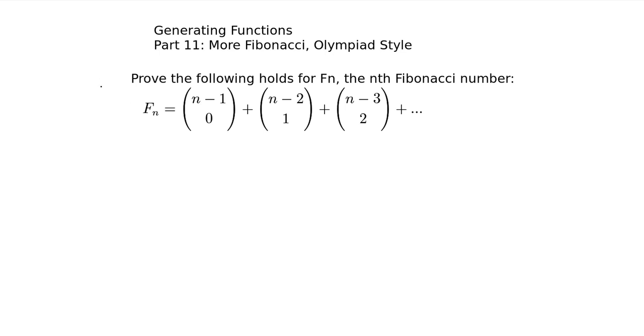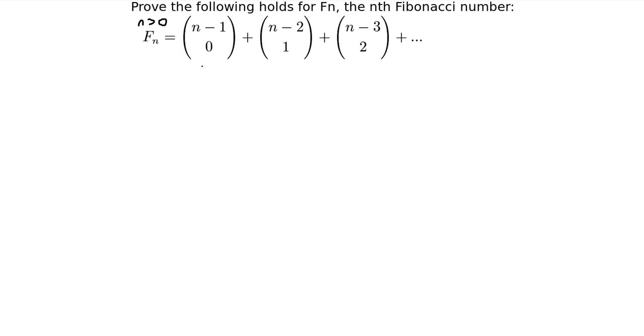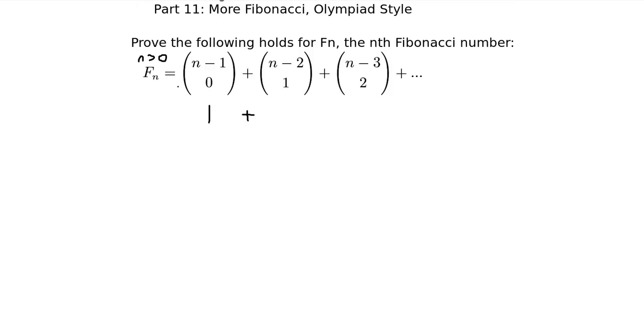One thing to note is that if you were to plug in 0 into this, you don't really get 0. So we're just going to be assuming that n is a natural number, so n is greater than 0. And another note is that, let's say we just plug in 1. Here we would get 0 choose 0. 0 choose 0 is 1. And we know that f sub 1 is 1.